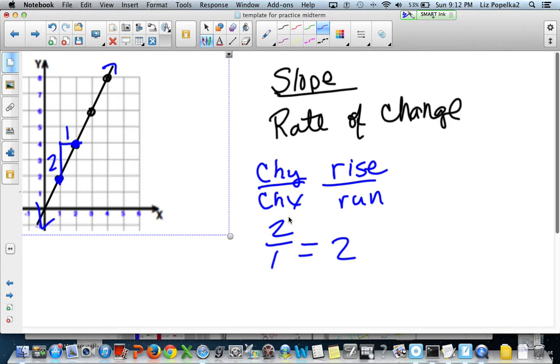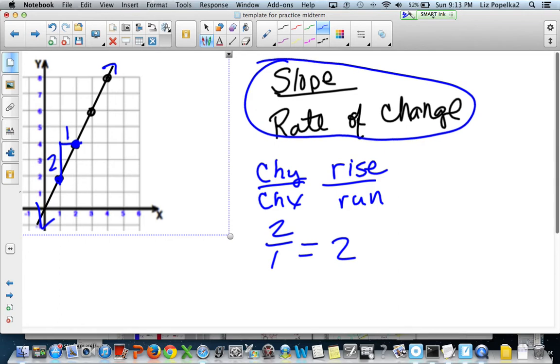I know for sure it's a positive 2 because as I'm going from left to right across the graph, it's slanting upward. So my slope, also known as rate of change, remember guys, means exactly the same thing. Slope and rate of change are the same thing. So in this case, our slope or our rate of change is 2.